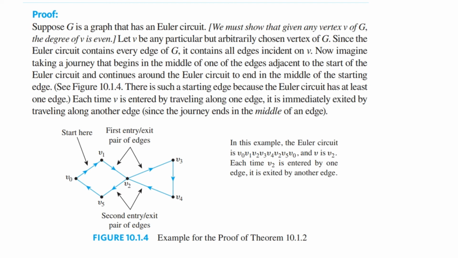Now imagine taking a journey that begins in the middle of one of those edges adjacent to the start of the Euler circuit and continues around the Euler circuit to the end in the middle of the starting edge. And we're looking at the figure that is down there to talk about starting in the middle. There is such a starting edge because the Euler circuit has at least one edge. Each time V is entered by traveling along one edge, it is immediately exited by traveling along another edge, since the journey ends in the middle of an edge.